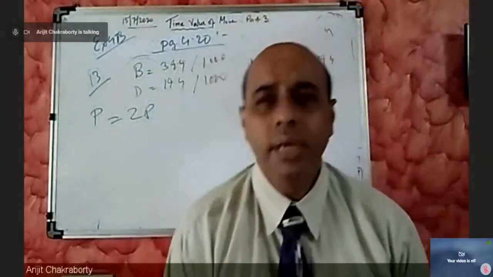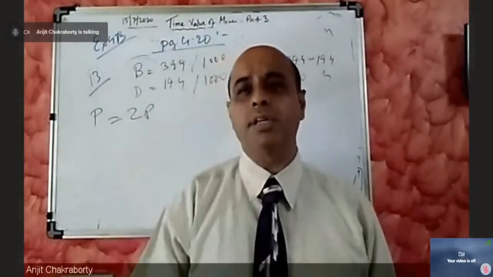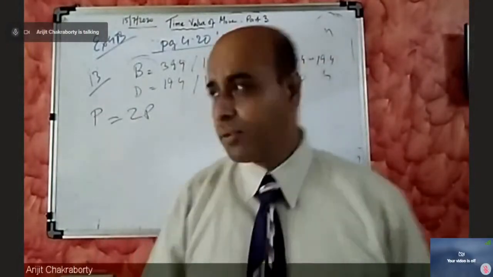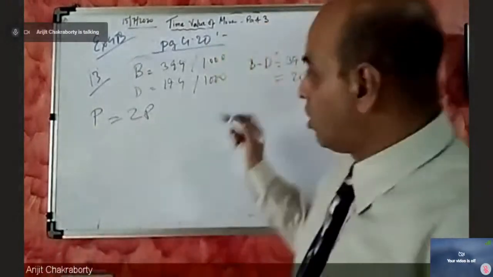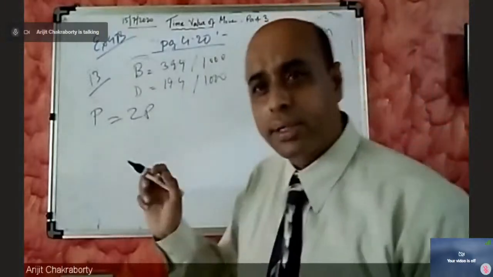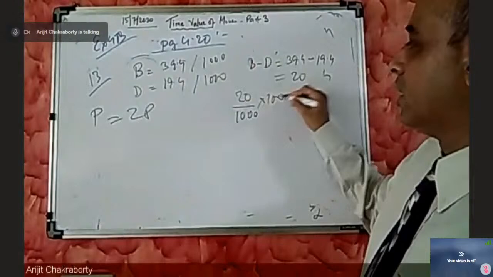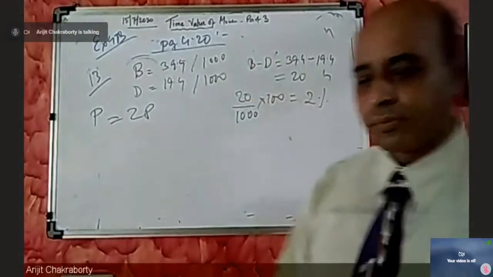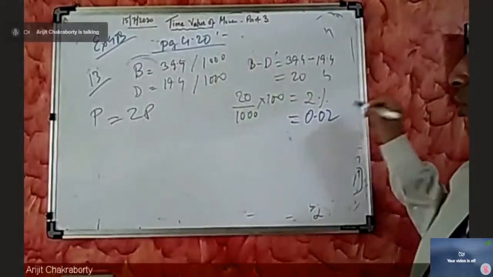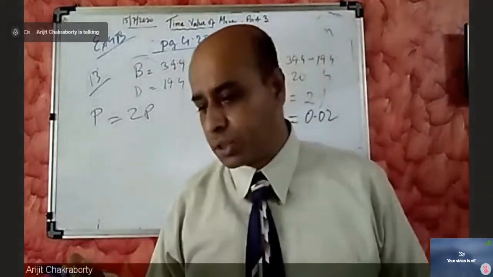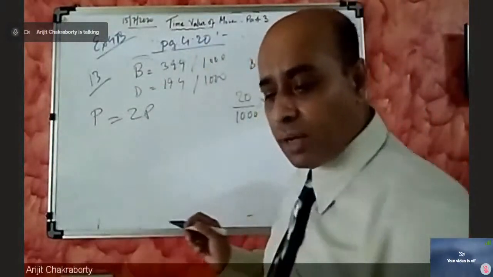The value is given per thousand. Birth is per thousand, death is per thousand. What we have done is just common sense, birth minus death. So we have got 20, but 20 is for 1000. On a scale of 100, it will become 20 by 1000 into 100, which is 2%. 2% means it is actually 0.02.